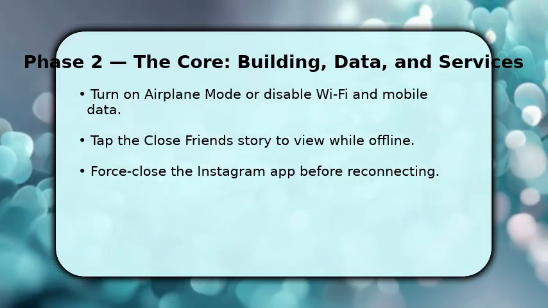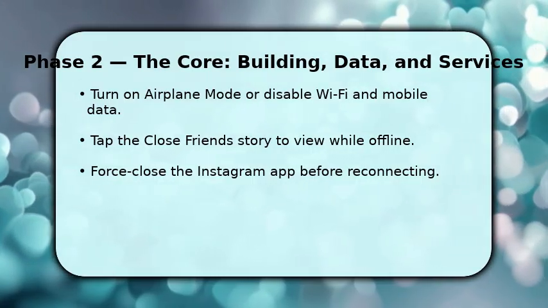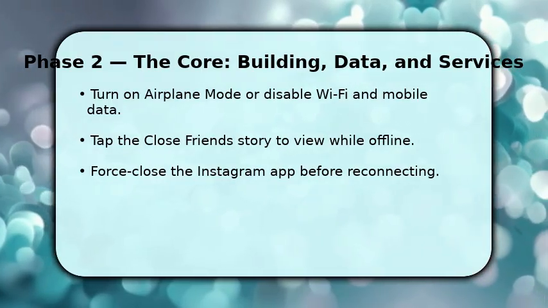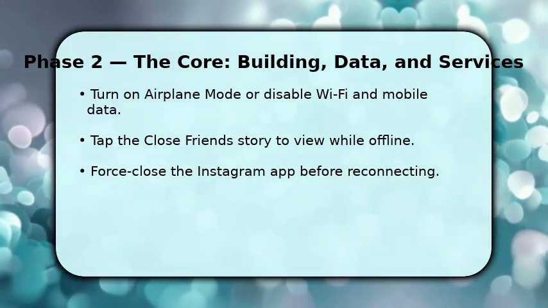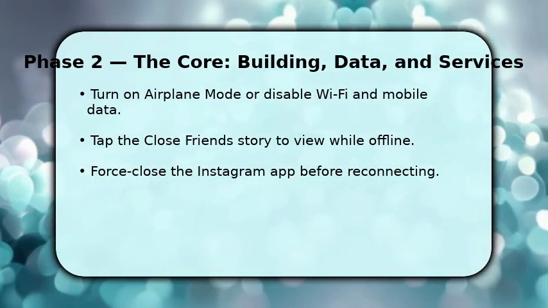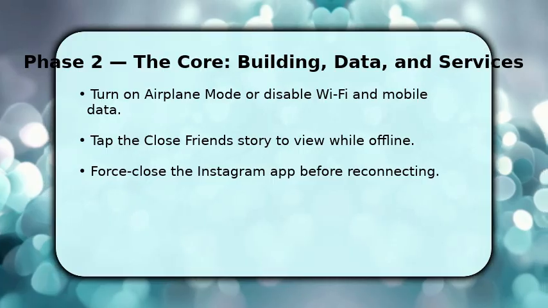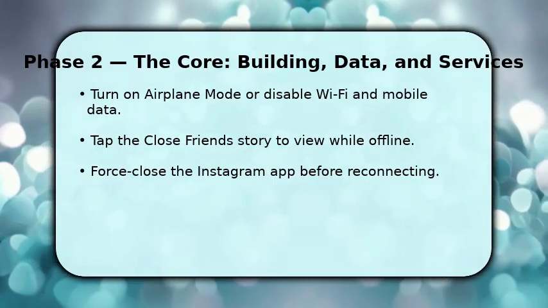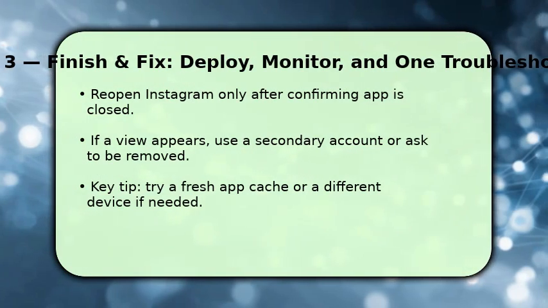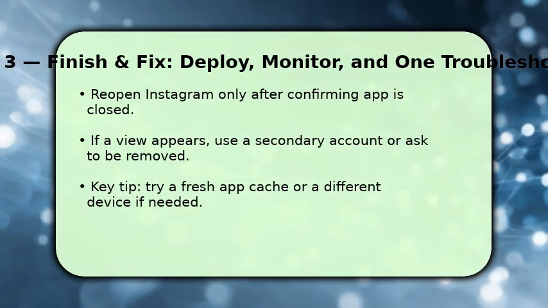After you finish viewing, force close the Instagram app from your app switcher. This prevents the app from reconnecting and sending the view receipt in the background. Make sure not to interact with the story, like replying or tapping stickers, because those actions can queue data. Finally, only reopen Instagram after you've fully closed it. When you reconnect, the app should not retroactively mark the offline view.